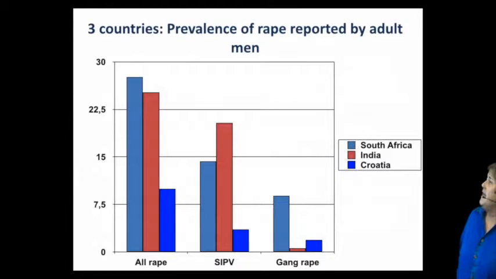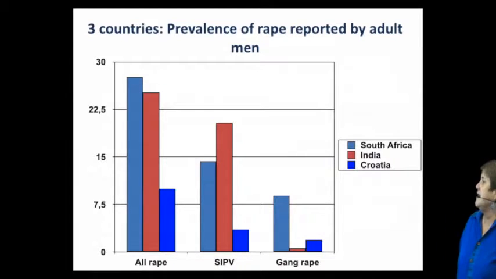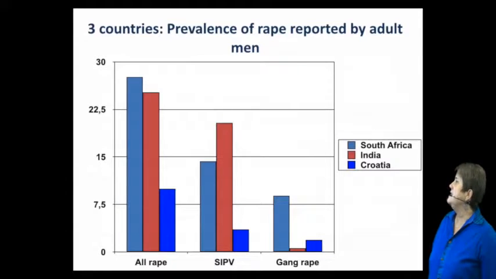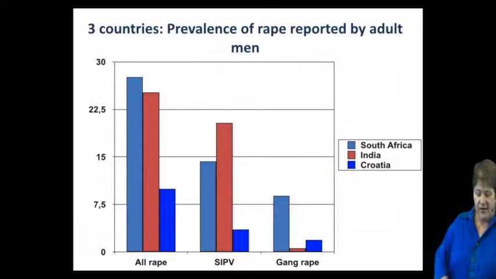If we look at some other countries and compare them with each other, what you'll see is all rape is high in a number of different countries. So you can see that sadly South Africa leads the pack, followed by India, followed by Croatia. If you look at sexual intimate partner violence, you can see that India has the highest prevalence, and gang rape is very high in South Africa. This occurs everywhere, but it's particularly high in our context.